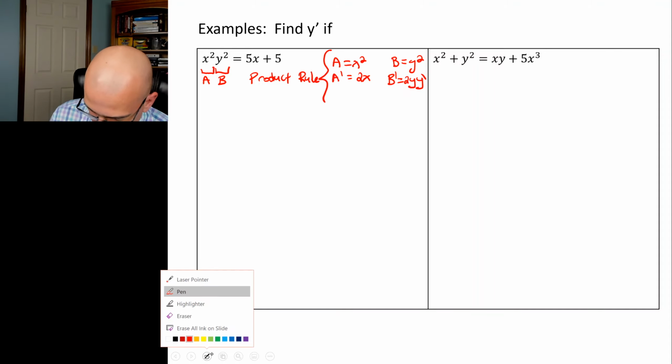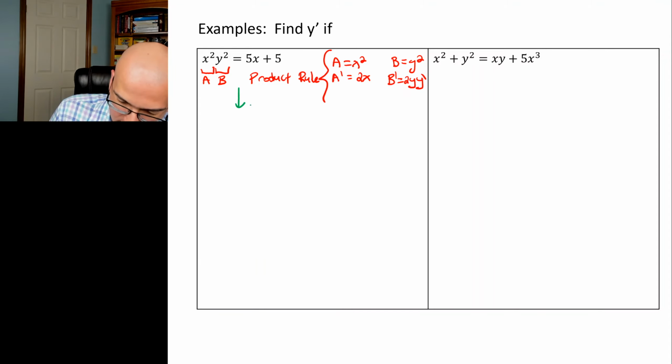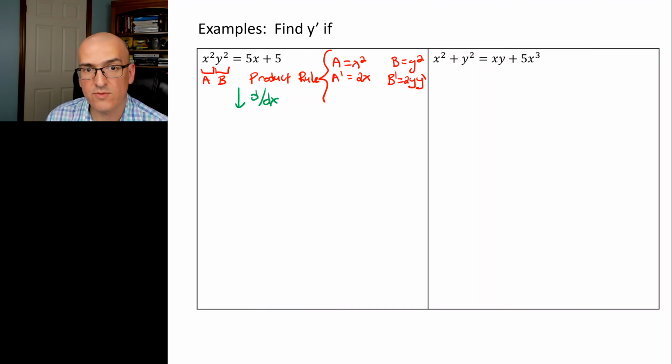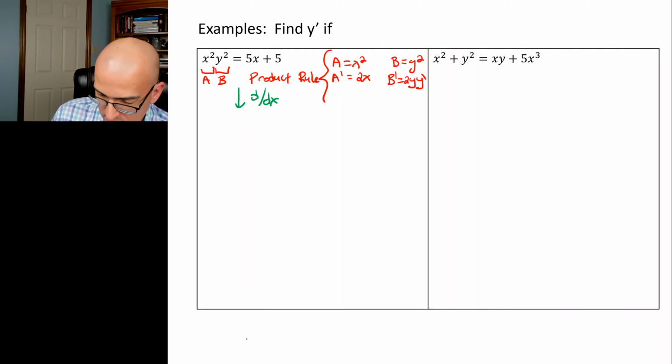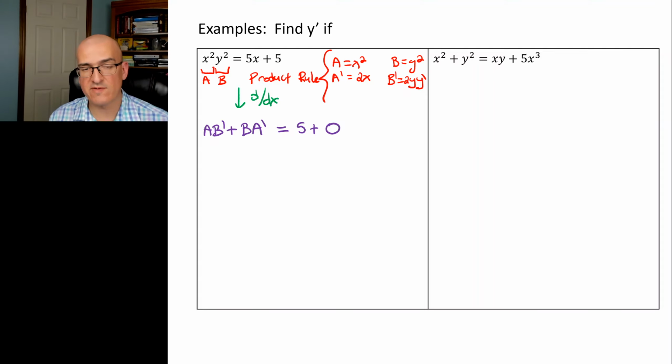Okay, so we'll take the derivative, acknowledging that there is a product rule for this derivative. So on the left-hand side, we'll get ab prime plus ba prime. On the right-hand side, we have 5 plus 0. Derivative of 5x is 5. Derivative of 5 all by itself, not multiplied by a function, is just 0.